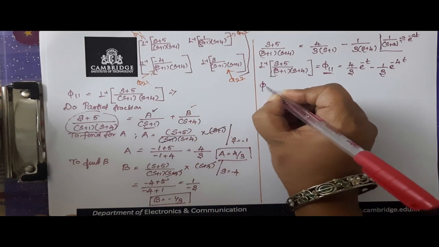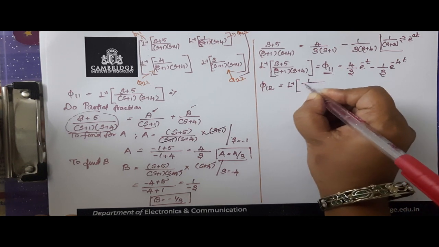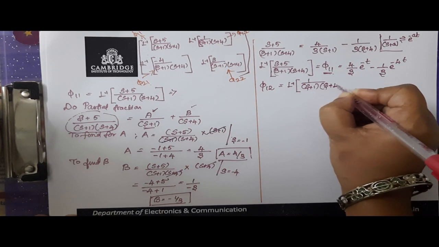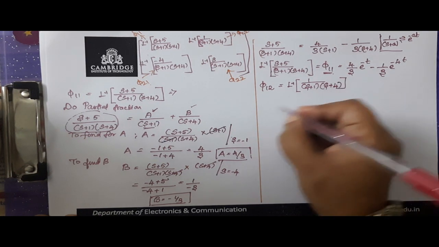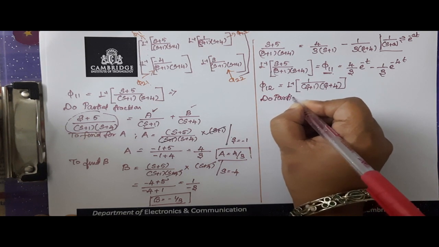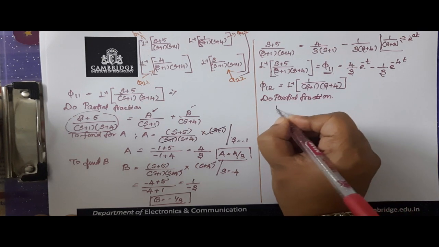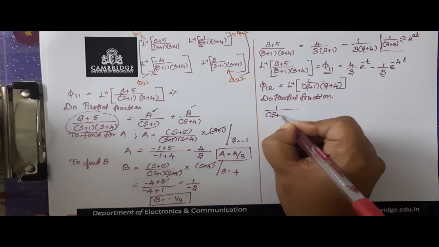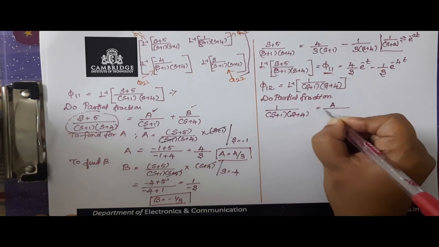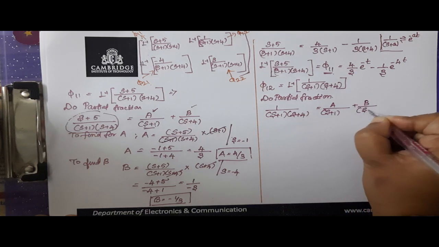So phi 1 2 is given by L inverse of 1 divided by (s plus 1) into (s plus 4). So let us do partial fraction first. So I can write 1 by (s plus 1) into (s plus 4) as a by (s plus 1) plus b by (s plus 4).